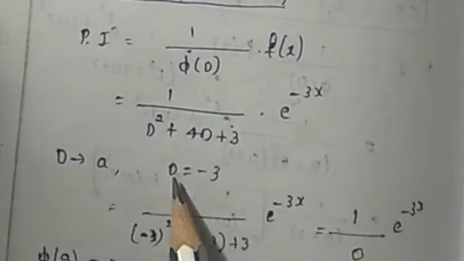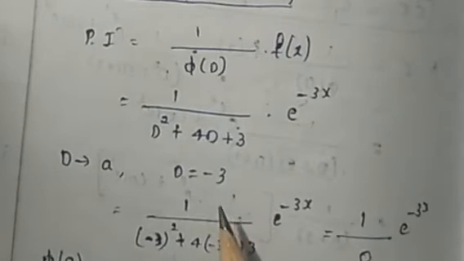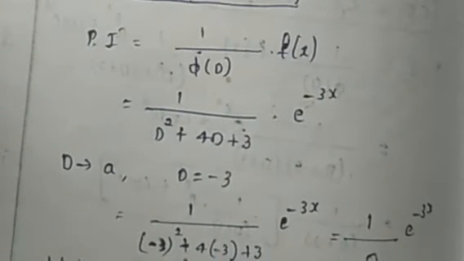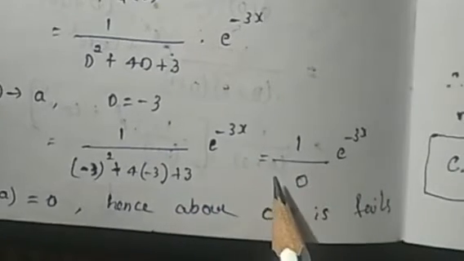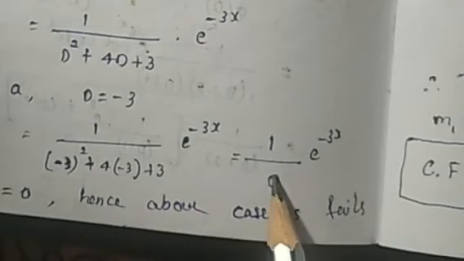So d is replaced by minus 3. So 1 by minus 3 whole square plus 4 into minus 3 plus 3, e power minus 3x. If you solve this, you get 0 in the denominator. So 1 by 0 into e power minus 3x. Hence the above case fails because pi of a is 0.